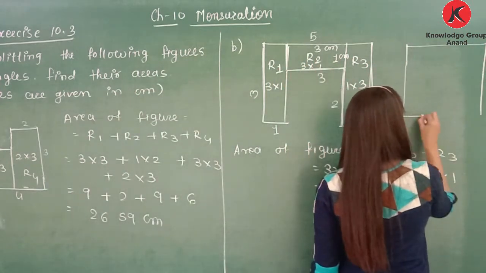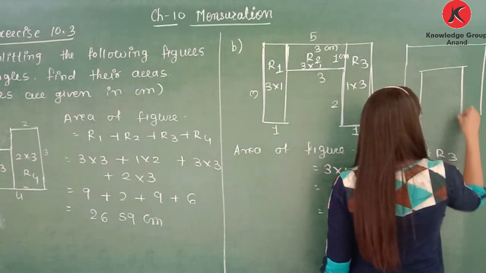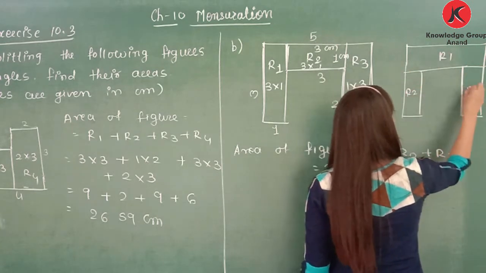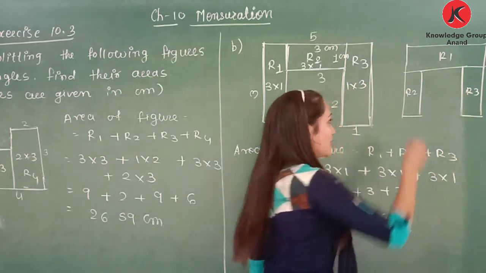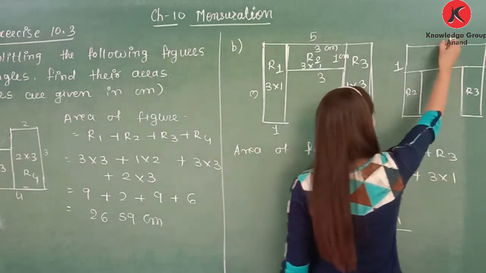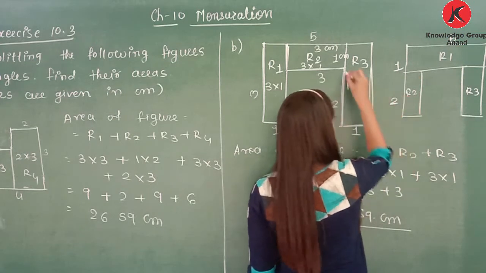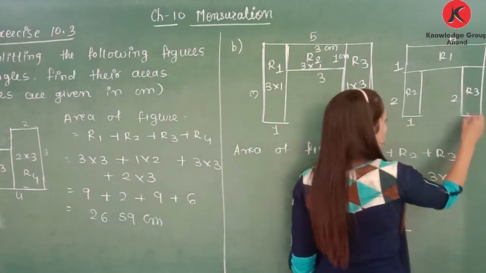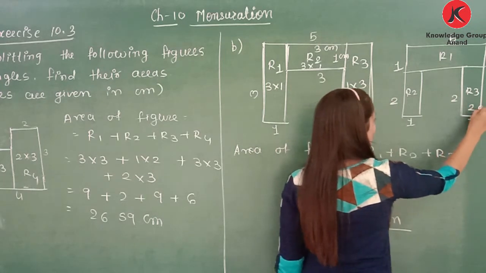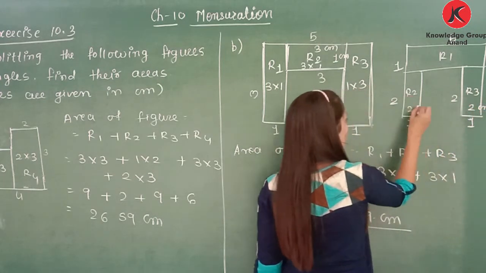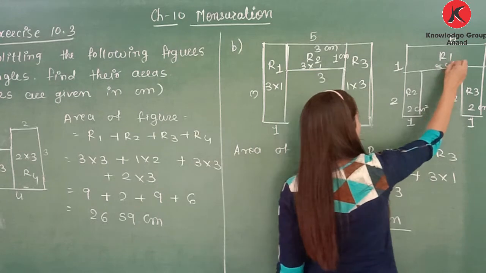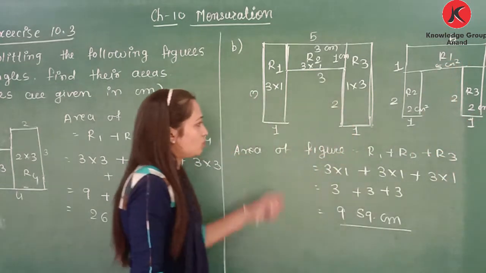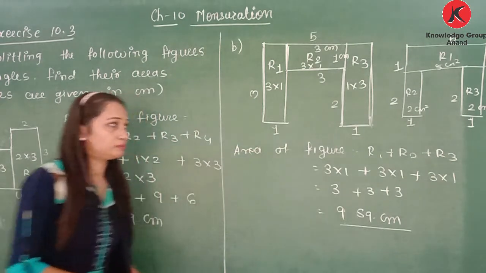You can also divide it this way, then it is also correct. If you divide this figure into these three rectangles R1, R2 and R3, then it is also correct. This length is 1, this will be 5, this will be 2 because this length is 2 centimeter, and this is 1, this is 2 and this is 1. So 2 multiplied 1, that is 2 centimeter square. This is also 2 centimeter square and this is 5 centimeter square. So 5 plus 2 plus 2, that is again 9. So you can divide it anywhere.